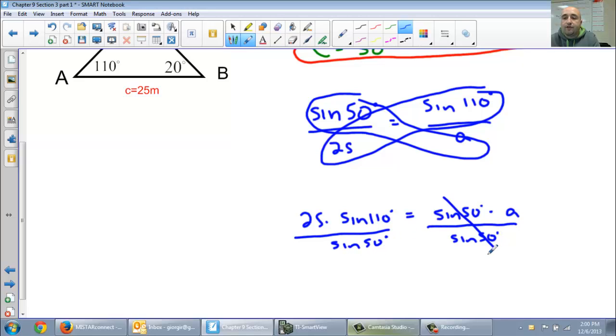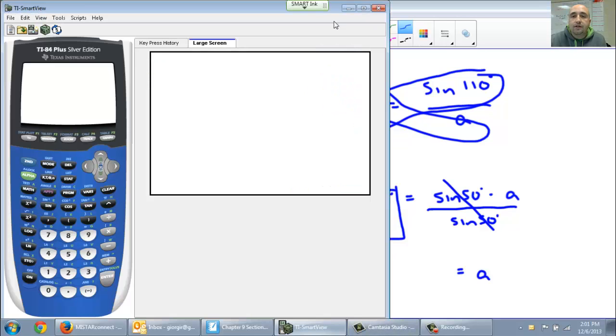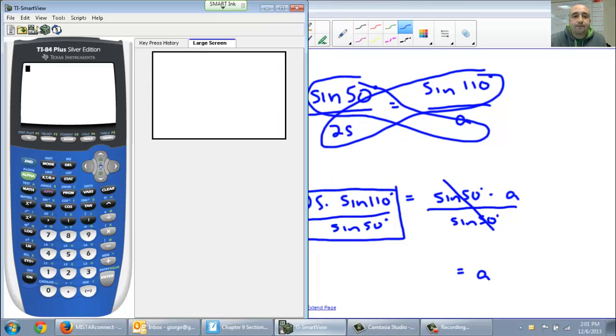And if you notice, sine of 50 over sine of 50 is 1, just like any other problem where you have the same thing on the numerator and the denominator. So now I have A is equal to. This problem right here is now strictly all done on your calculator. So let me show you how to do that on the calculator. I'm going to pull up my calculator here.